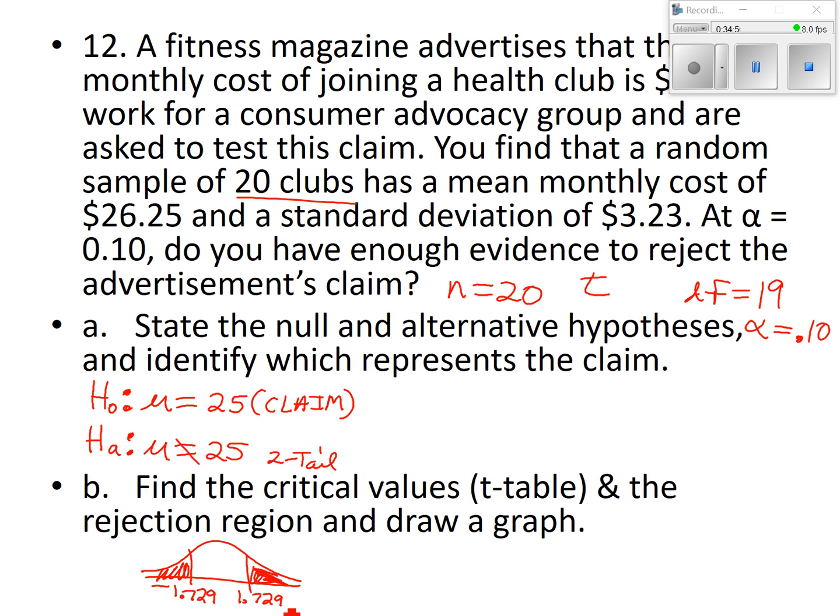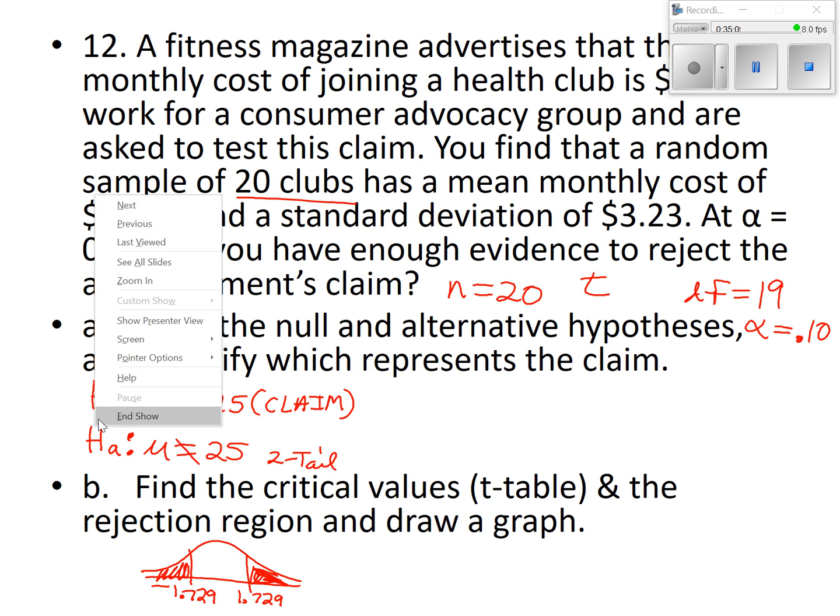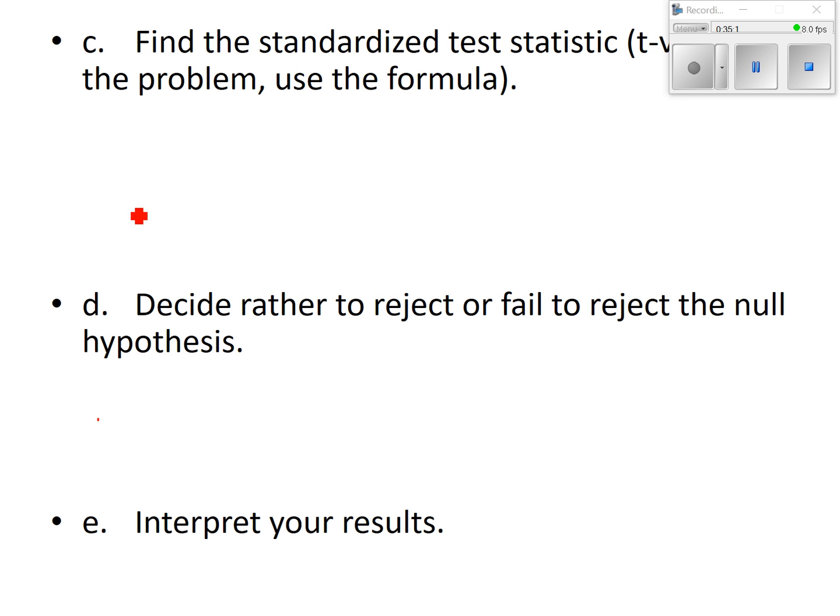So we have that. I'm going to draw this over here because we're going to use this in a minute, on the next part. This is negative 1.729. This is a positive 1.729. Does everybody agree with all that? Yeah, that's right.